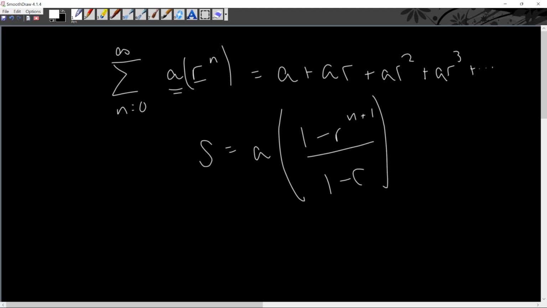If r is equal to 1, we have a plus a plus a plus a plus a plus a, right? So r can't equal 1 because if a is a value, you will just be increasing to infinity, and you will get a diverging series, right? So r cannot equal 1. Can r equal 0?